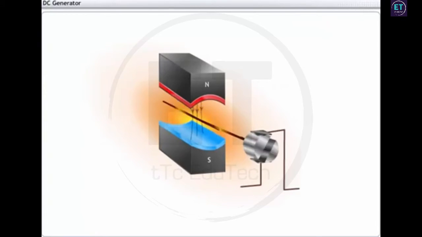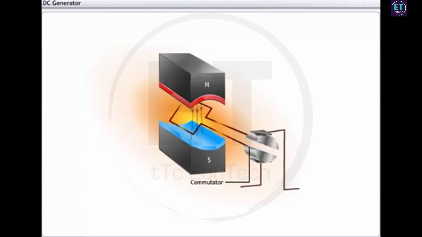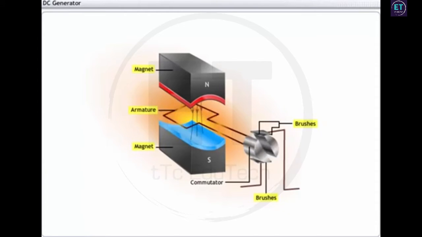A DC generator is equipped with a commutator, which is a pair of split rings, in a position similar to that of slip rings in an AC generator. A commutator helps in keeping the polarity of the brushes the same to ensure unidirectional current. The other major components of a DC generator are similar to that in an AC generator.